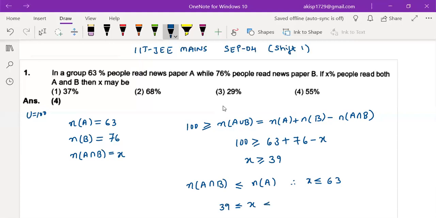We took a number, but actually the question is about percentage. So we will have a number which is in between them. Option 4 is a number which is in between them, so option 4 is the answer for this question. Let us move on to the next question.